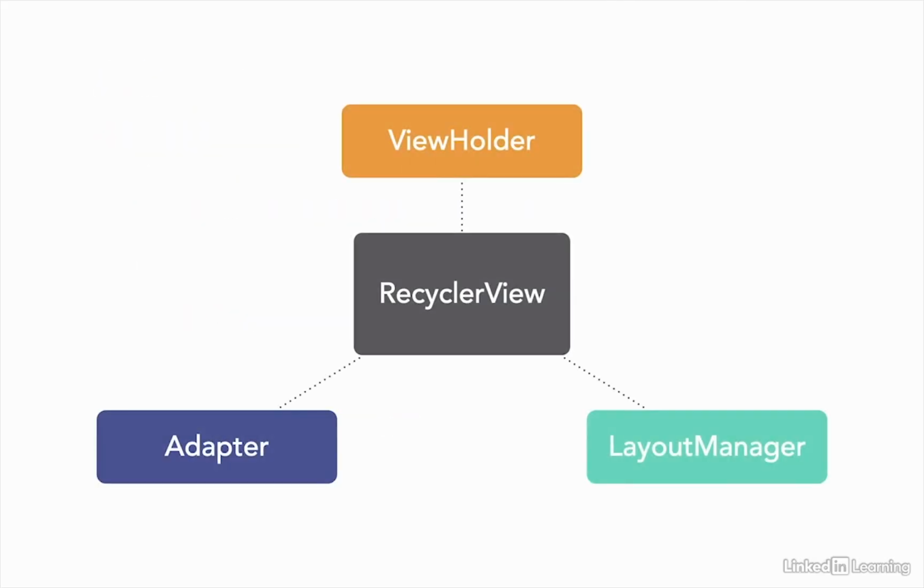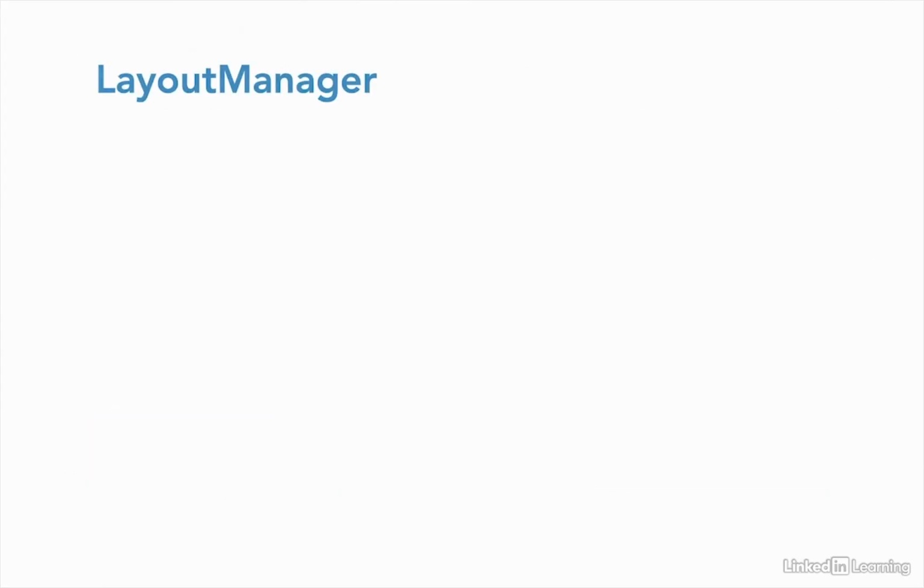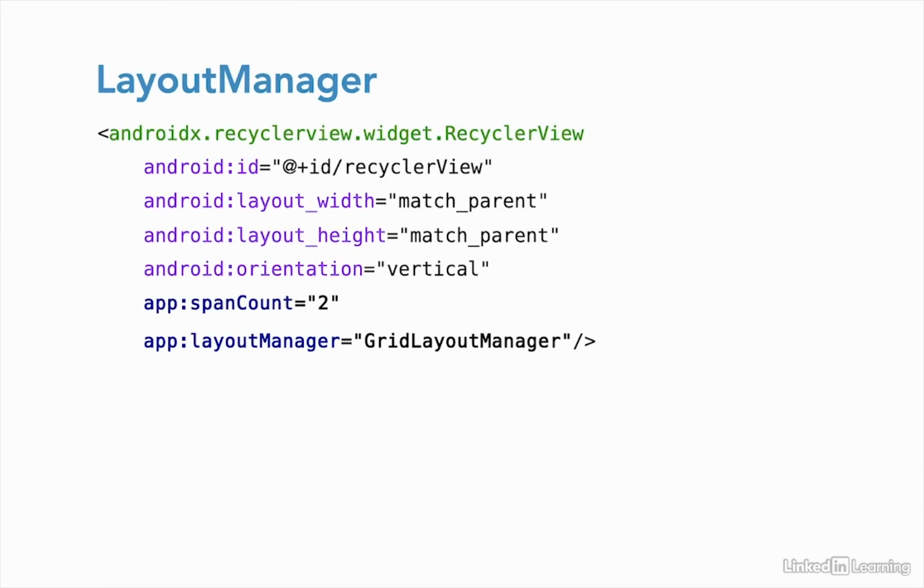The final piece of the puzzle is the Layout Manager. A Layout Manager is responsible for measuring and positioning the items within a RecyclerView. There are several different types of layout managers. A linear one for displaying items in a vertical or horizontal scrolling list, a grid layout manager for putting items in a grid formation, and more. You can even create your own custom layout managers.